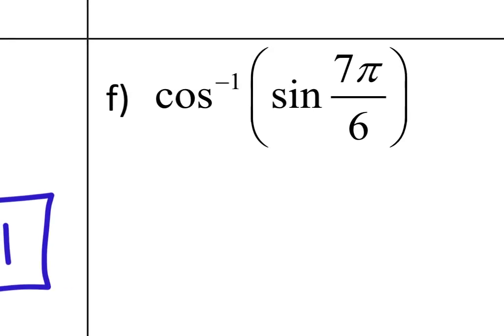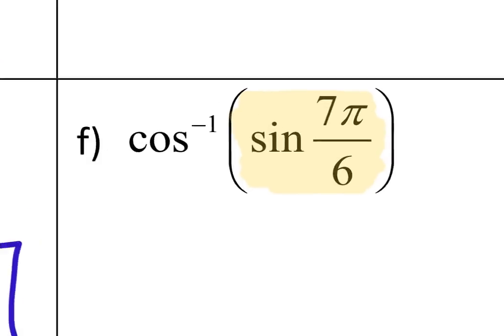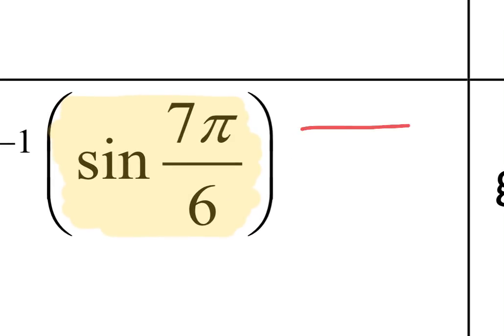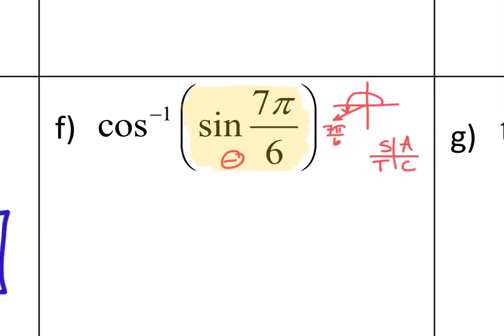Now, F gets a little bit tricky. You can track with it. The sine of 7 pi over 6 is asking you for the sine of an angle that is in the third quadrant. Think 7 pi over 6. Well, 6 pi over 6 would be 180. So 7 pi over 6 would be a third quadrant angle. And because all sad turtles cry, we know that sine in the third quadrant is negative. So your answer to this is going to be negative.